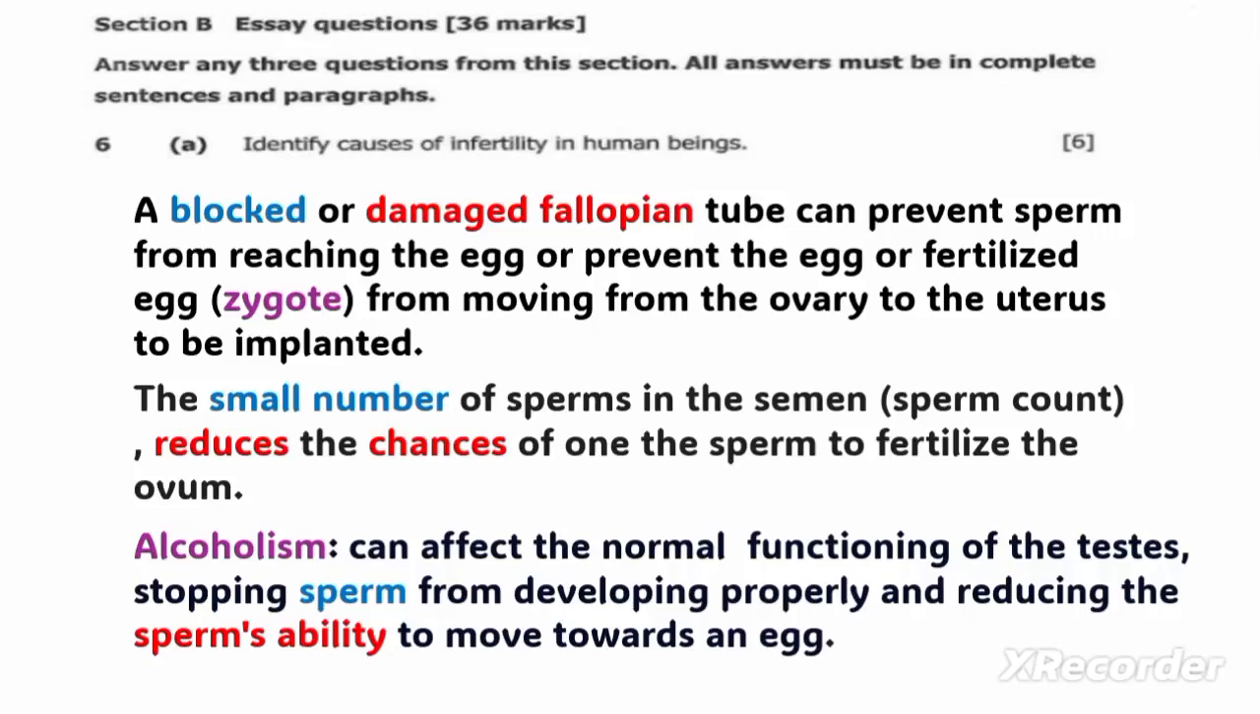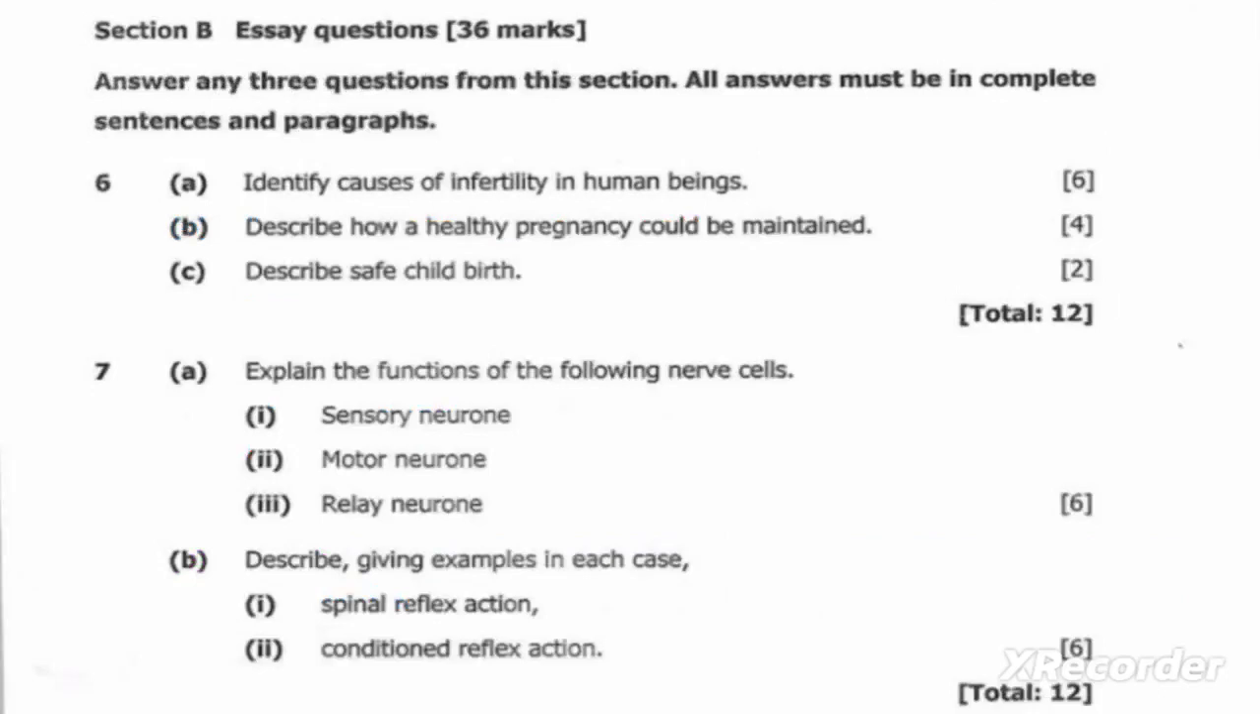So alcoholism may reduce the sperm's motility to move towards the egg. These are some of the causes of infertility. We are not saying these are the only causes of infertility; there are a number of causes. Providing this information, we can earn the 6 marks that have been given.